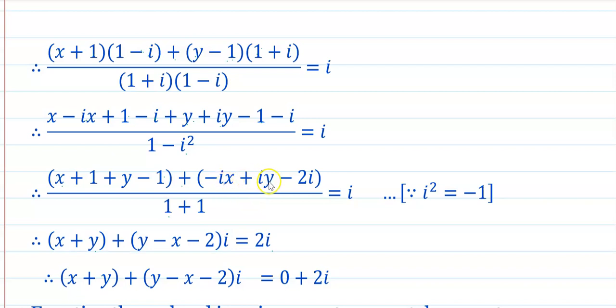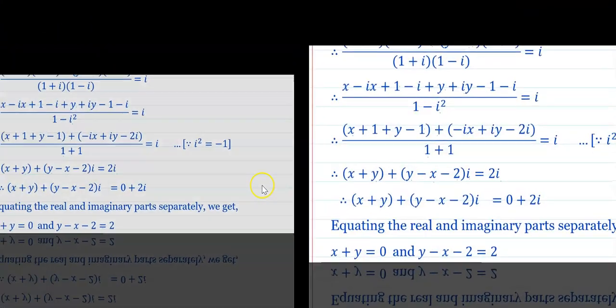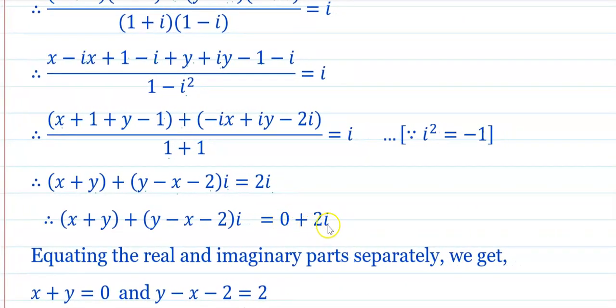First term minus ix plus iy minus 2i. Take i as common. Then in the bracket you will get y minus x minus 2, bracket complete into i, is equal to 2i. How did this 2i come? This is divided by 1 plus 1, that is 2. So it went here, multiplied with i, that will become 2i. Okay. The denominator goes here and gets multiplied with i. Now this 2i is written as 0 plus 2i.